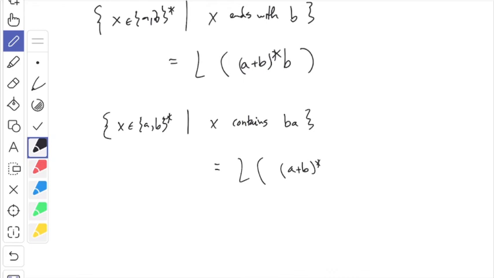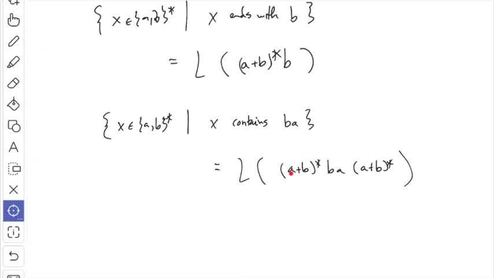Say that again. A plus B star, and then A or BA. And then you have to do alternatively with A plus B star. Yeah, that's great. So what you see here is, this thing over here means do whatever you like at the beginning, and then somewhere in the middle you got to do BA, and then you can do whatever you like at the end. Yeah, that's excellent.